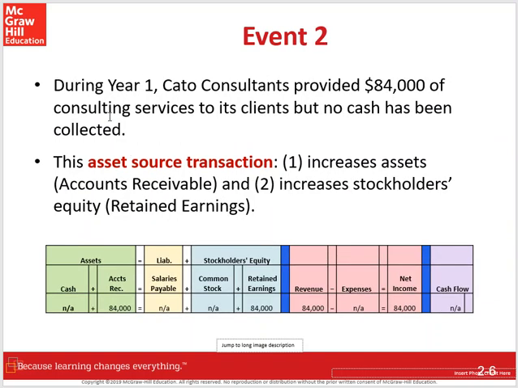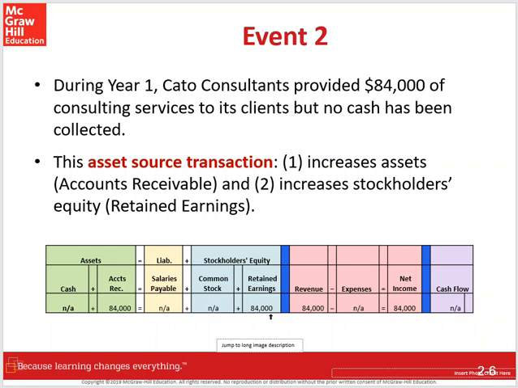Event 2. During year 1, Cato Consultants provided $84,000 of consulting services to its clients, but no cash has been collected. Okay, so we did all the work, but we've collected nothing yet. So let's start with the part we know. We provided the services, we did the work. So that's going to go under retained earnings.